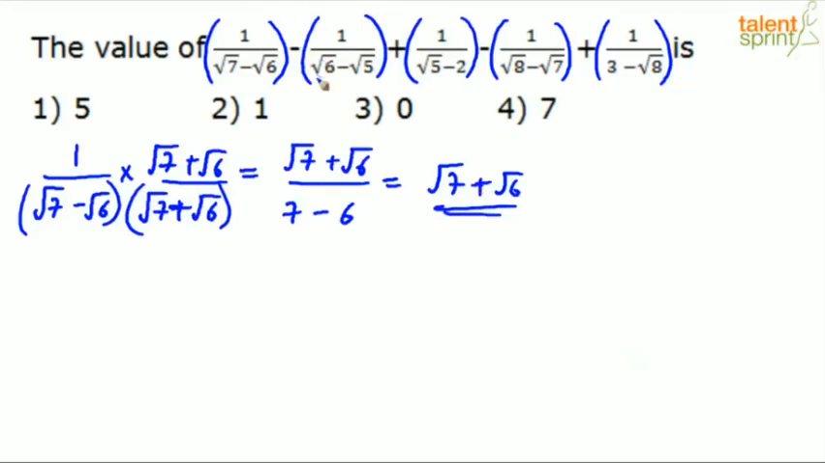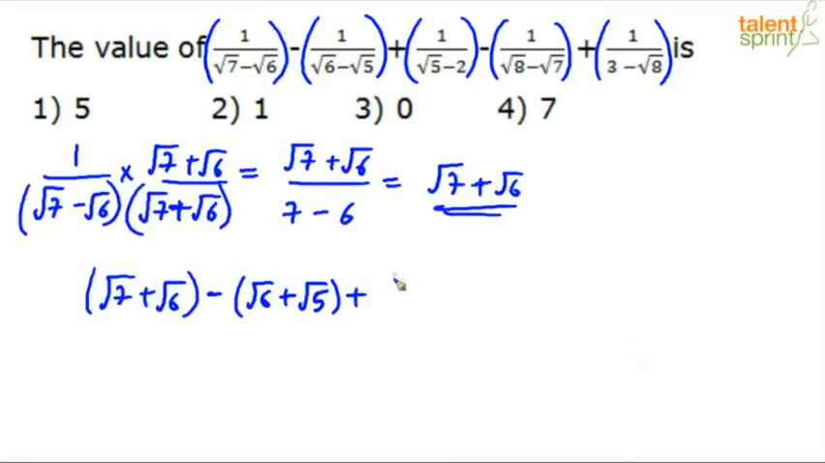1 by root 6 minus root 5 will be equal to root 6 plus root 5. 1 by root 5 minus 2 will be equal to root 5 plus 2. 1 by root 8 minus root 7 will be equal to root 8 plus root 7. And 1 by 3 minus root 8 will be equal to 3 plus root 8. So basically, the equation here will be as follows. It will become root 7 plus root 6. The second term, root 6 minus root 5, when you simplify, becomes root 6 plus root 5. Third term, root 5 minus 2 in the denominator will become root 5 plus 2 in the numerator.